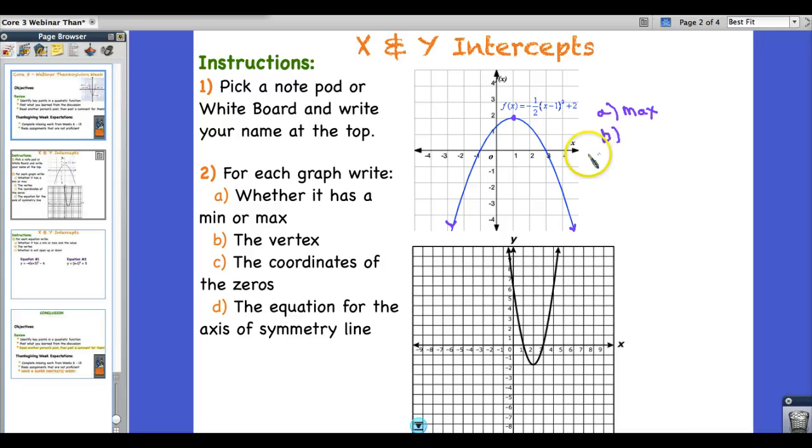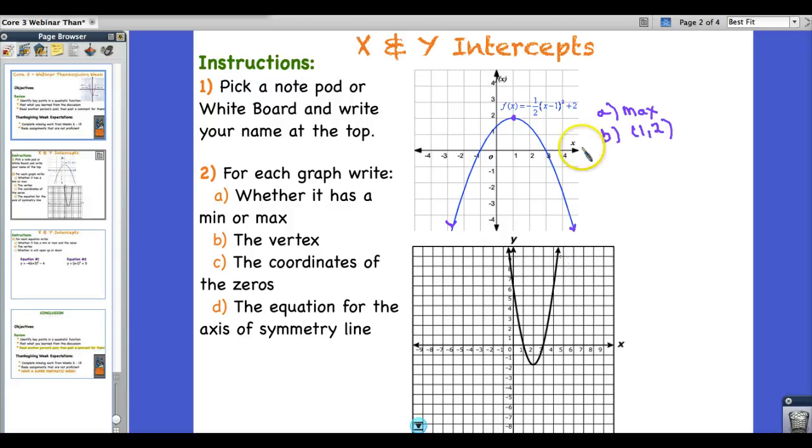It says find the vertex. Well, the vertex is always going to be at the minimum or the maximum. So the vertex on this one, I go over 1 and up 2, so my vertex would be 1, 2. So the vertex is that maximum or that minimum, the point where the graph goes from going up to going down or from going down to going up. Does that make sense for you guys?